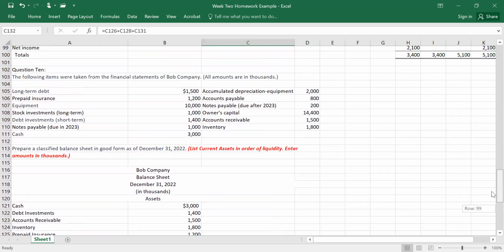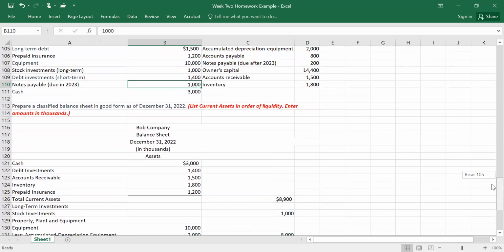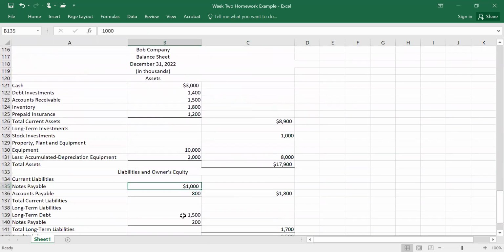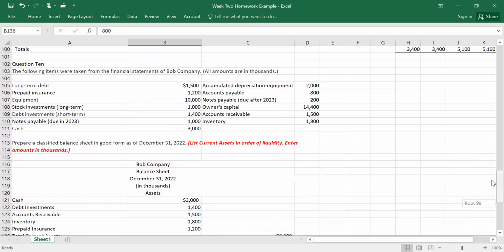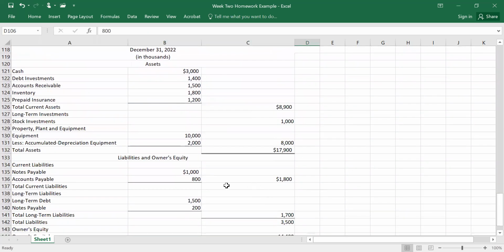For the current liabilities, we have notes payable due in 2023 of $1,000. Those are current liabilities. They're due in 2023, they're due in the next 12 months. So that's going to be the first item under current liabilities. Then we have accounts payable of 800, which is right here. If we add that together, that's 1,800, which should be total current liabilities. I need to put that on another line. I'll do that before I note this from the professor discussion.